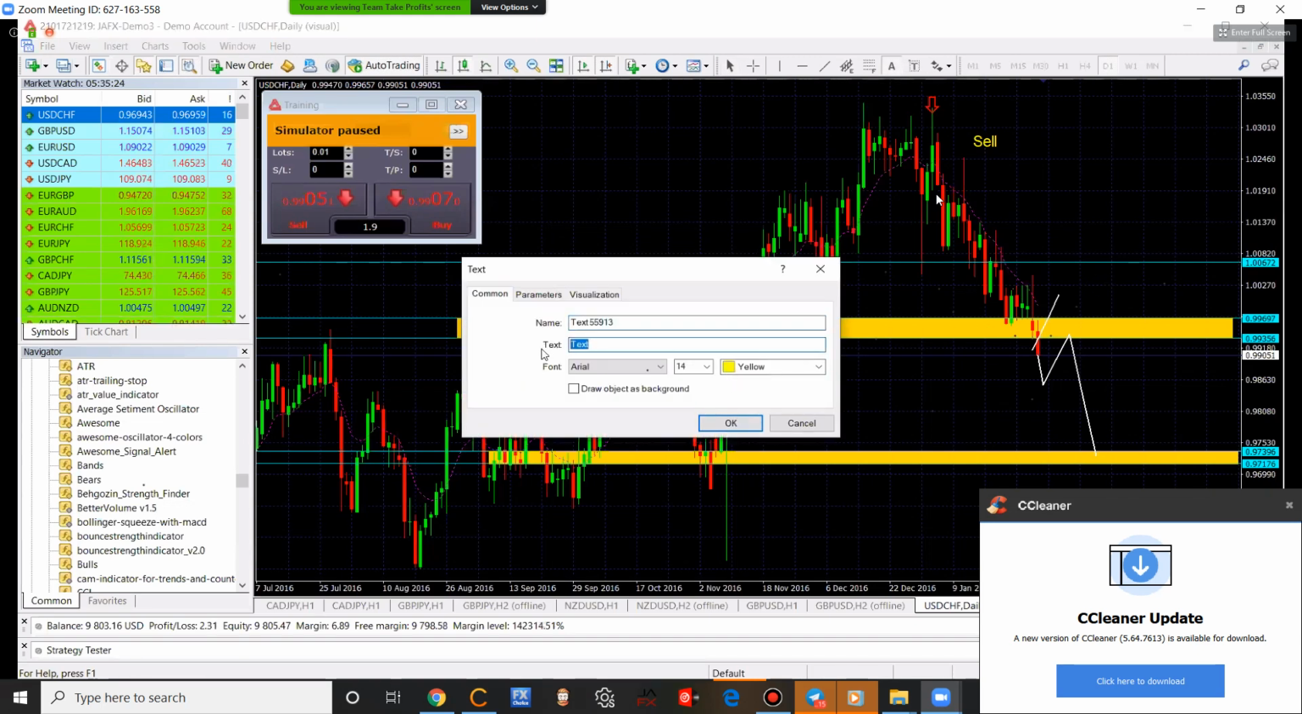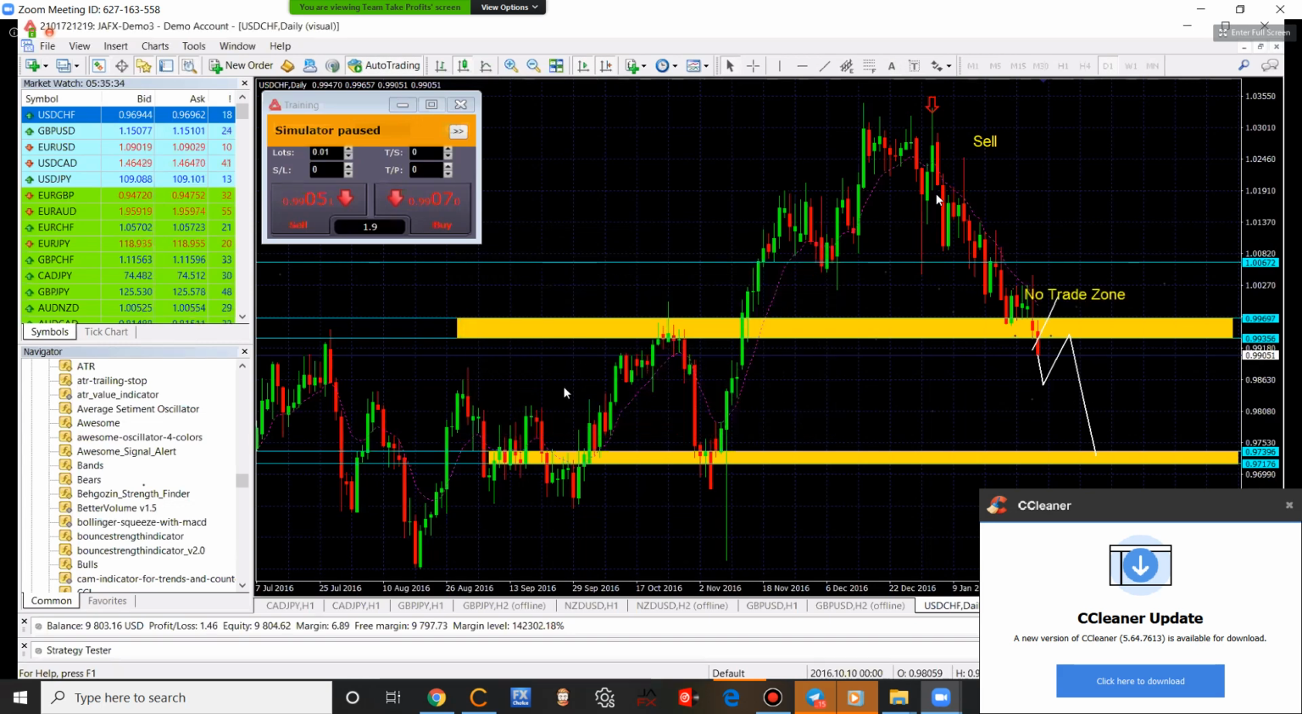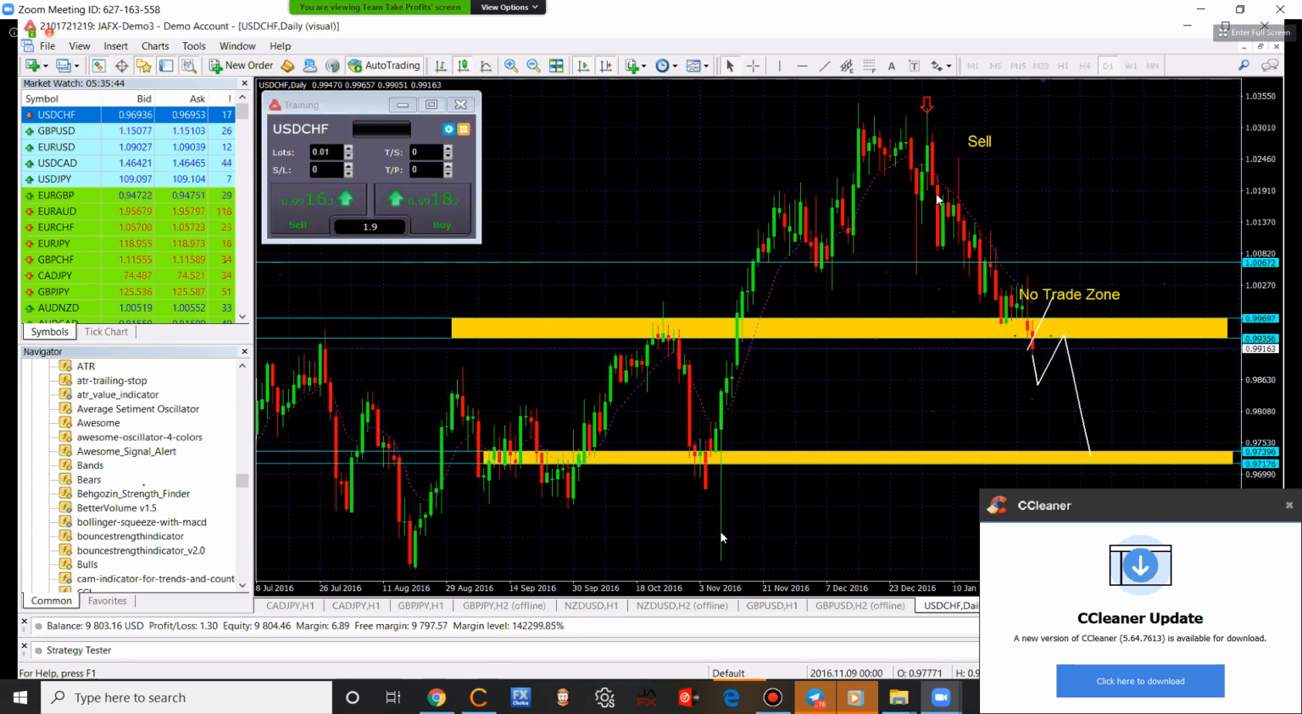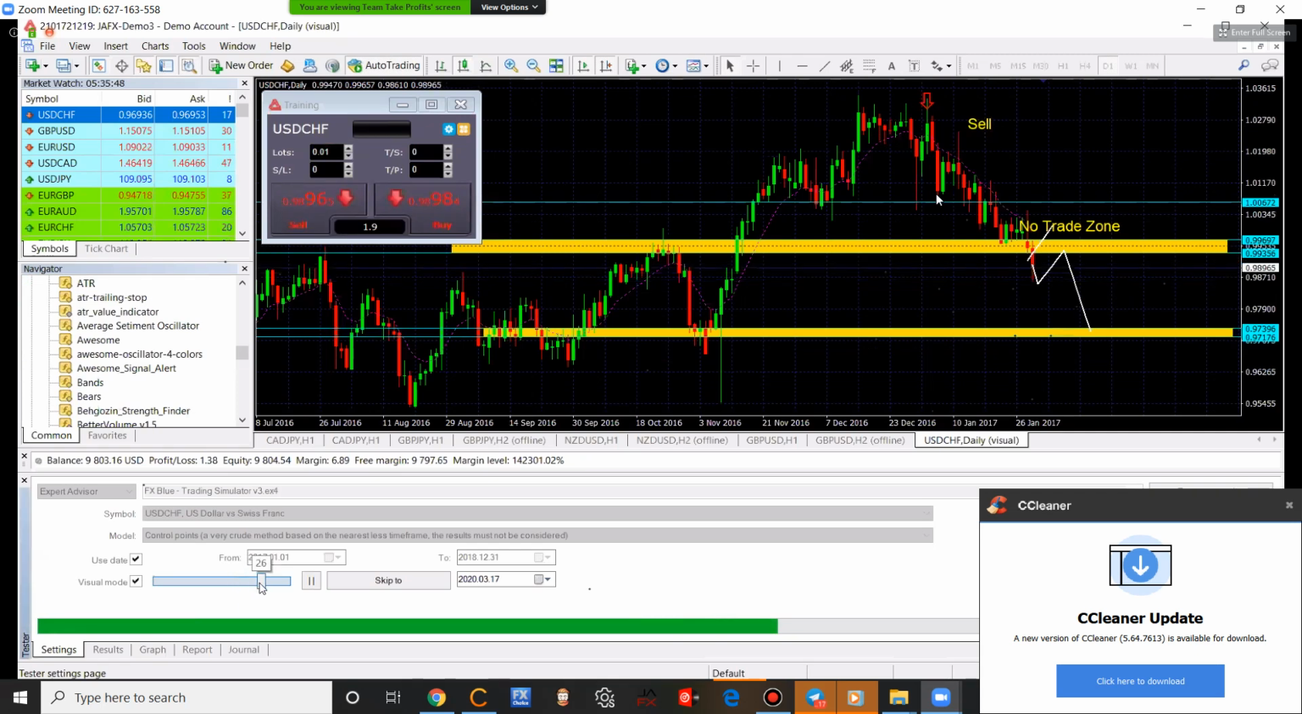So I'm just showing you guys how I would look at his trade signals. Now, if the market was stuck in this zone here, then it would be a breakout to one side or a breakout to the other side. But in this case, let's see where the market goes. Let's speed it up here.